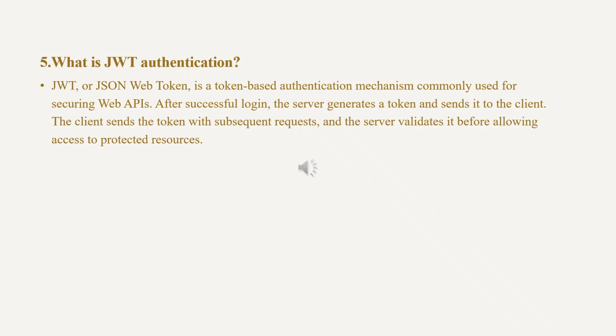5. What is JWT authentication? JWT, or JSON Web Token, is a token-based authentication mechanism commonly used for securing web APIs. After successful login, the server generates a token and sends it to the client. The client sends the token with subsequent requests, and the server validates it before allowing access to protected resources.